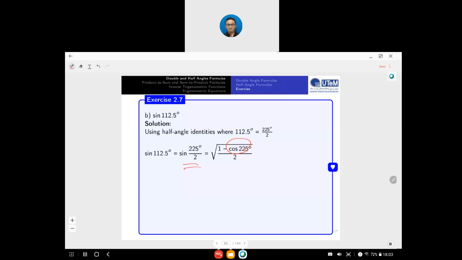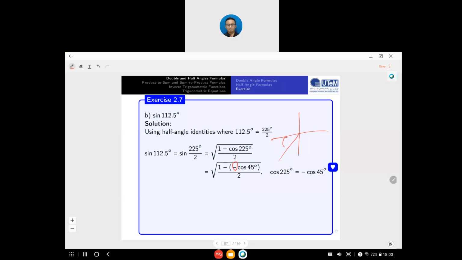Third quadrant, cos adalah negative. Okay, so that's why we must put negative cos 45 degree. Mesti kena letak negatif kat situ sebab cos duduk dekat third quadrant adalah negatif. Okay, that's why we put negative here.